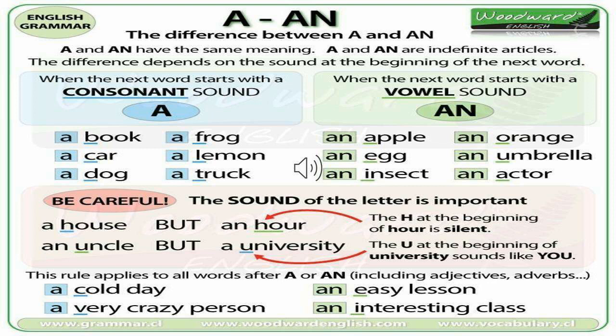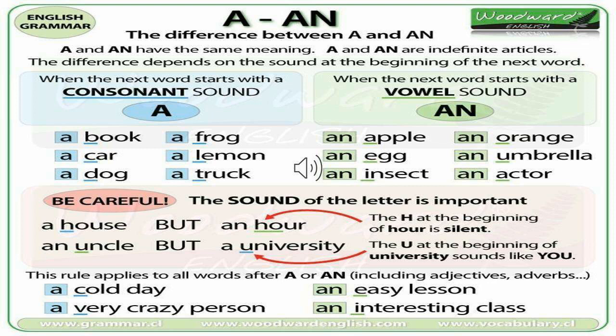You can see in the examples a book, a frog, a car, a lemon. So here we are using "a". Next, an apple, an orange, an egg. Why? Because here the next word is beginning with a vowel. It starts with a vowel sound. Apple, egg. Remember A, E, I, O, U are vowels.